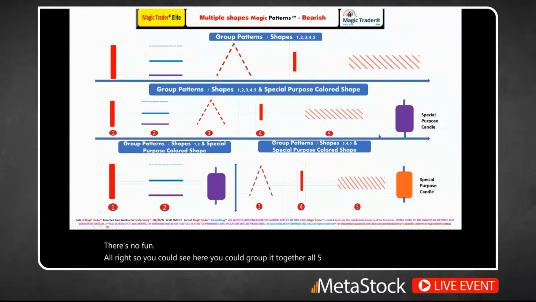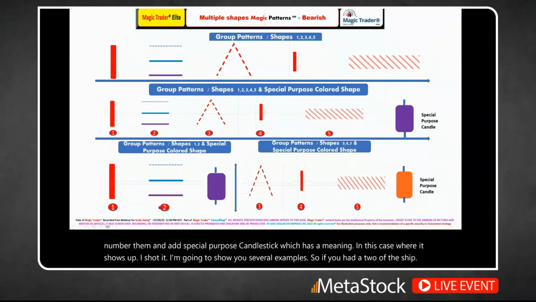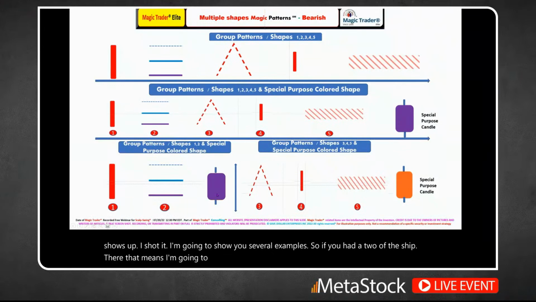All right, so you could see here, you could group it together, all 5 of them. You could number them and add a special purpose candlestick, which has a meaning. In this case, when it shows up, I short it. I'm going to show you several examples. So if you had 2 of this shape there, that means I'm going to short it because I have this in my hand. If there is none, it's fine.